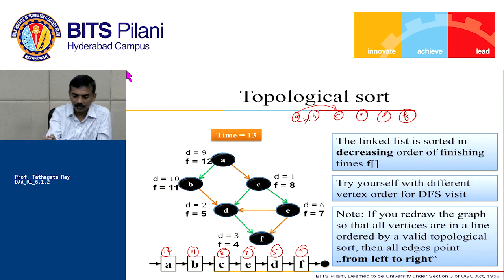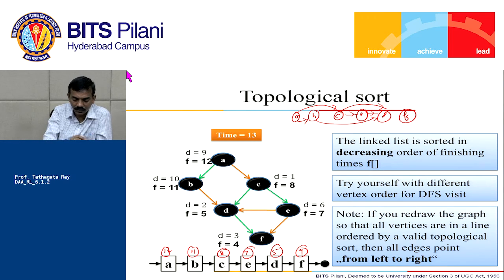Between A to B there is an edge. Between A to C there is an edge. Between B to D there is an edge. That's also going from left to right. Between C to D there is an edge. That's also going from left to right. Between C to E there is an edge. That's also going from left to right. There is an edge between E to D.